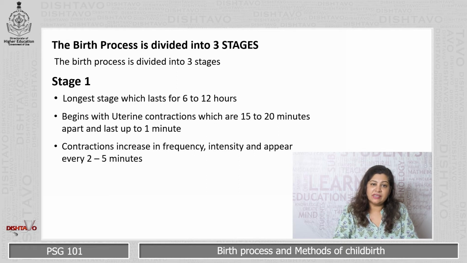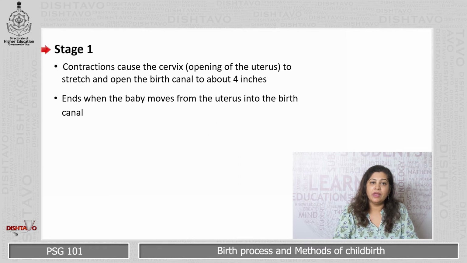These contractions further increase in frequency and intensity, and they appear every 2 to 5 minutes. The contractions cause the cervix, that is, the opening of the uterus, to stretch and open the birth canal to about 4 inches. Stage 1 ends when the baby moves from the uterus into the birth canal.